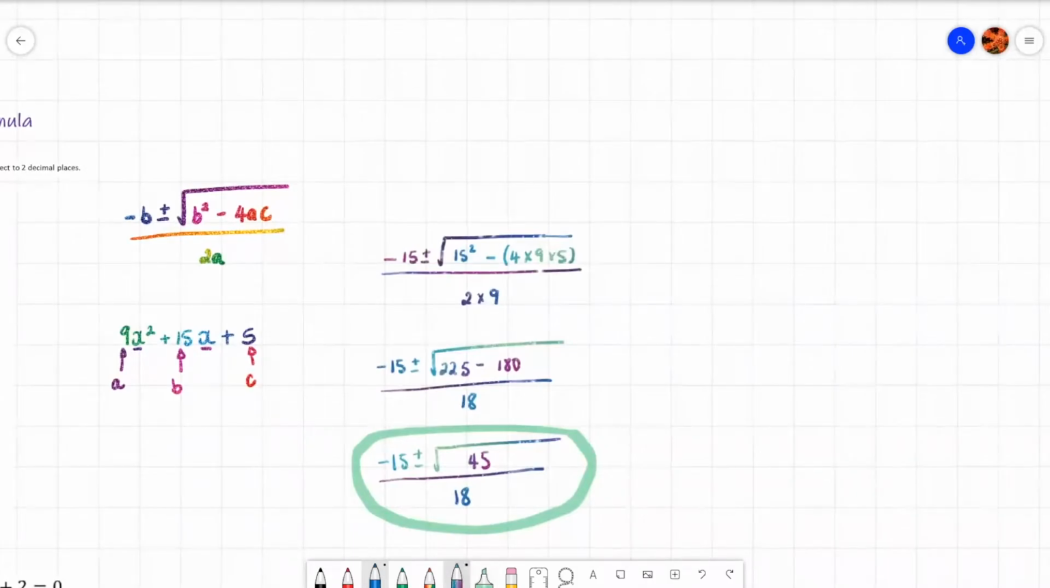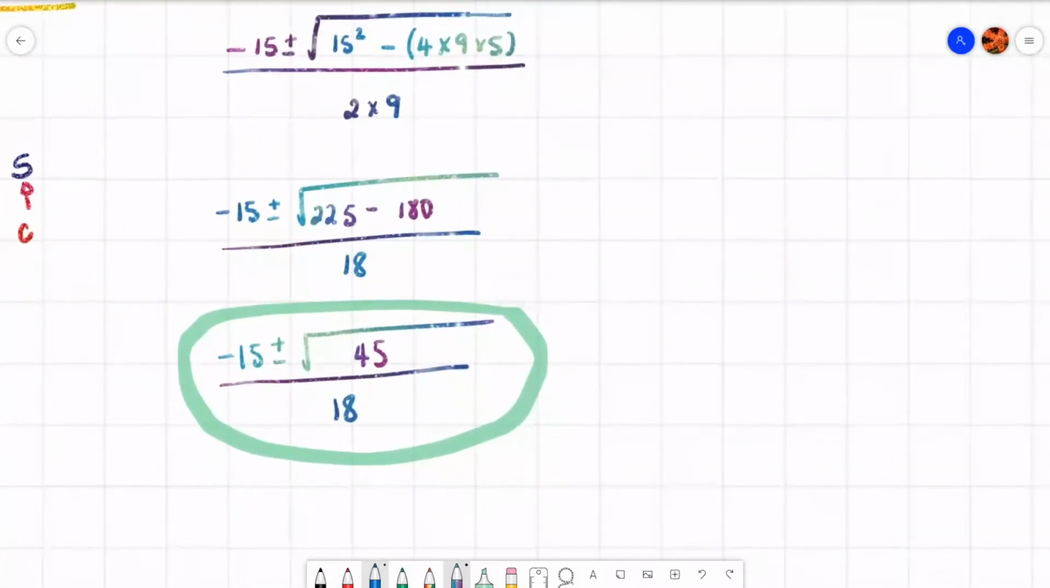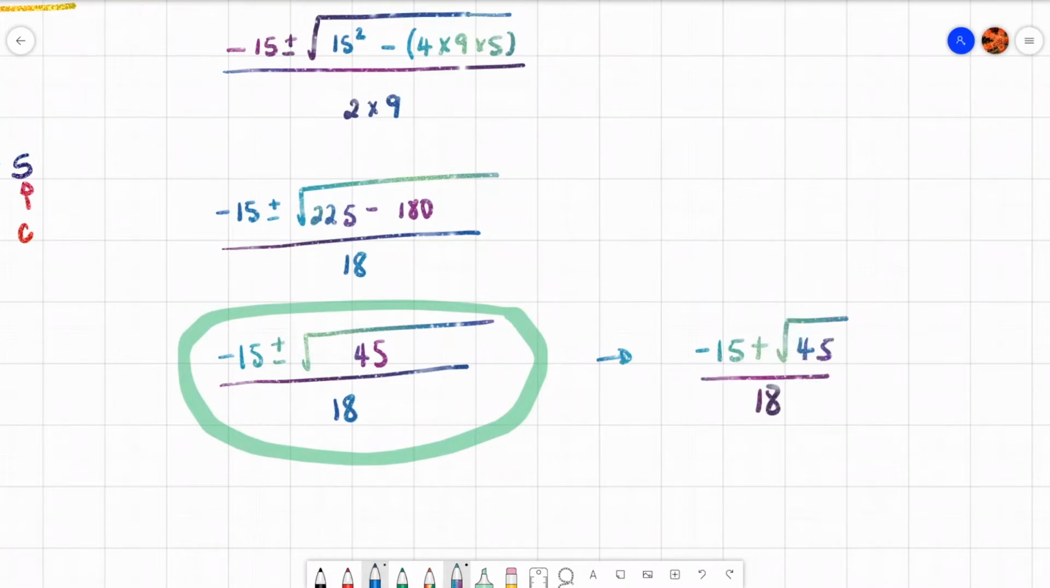If we do the plus sign first, I'll write this down at the side: I've got minus 15 plus the square root of 45 over 18. That's what I'm going to type in first on my calculator. So minus 15 plus the square root of 45 divided by 18. It says 2 decimal places, so I end up with 0.46.